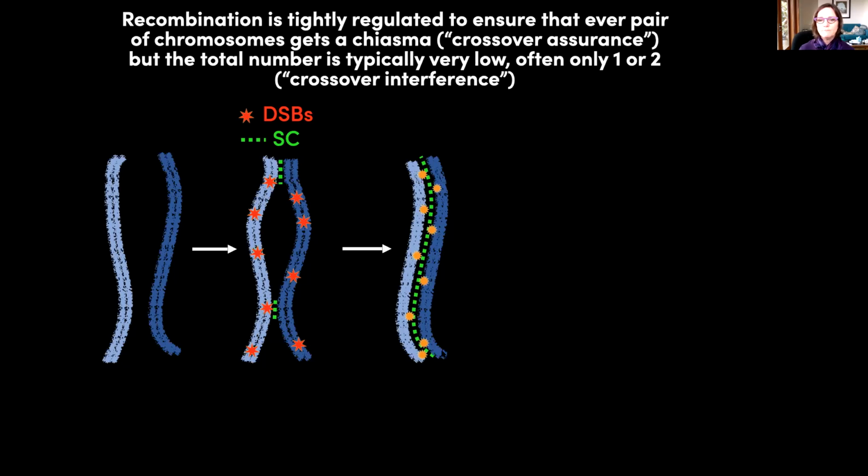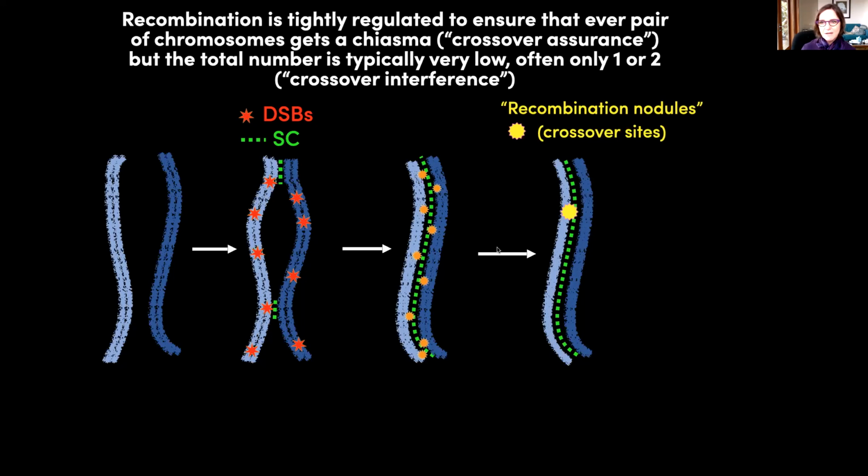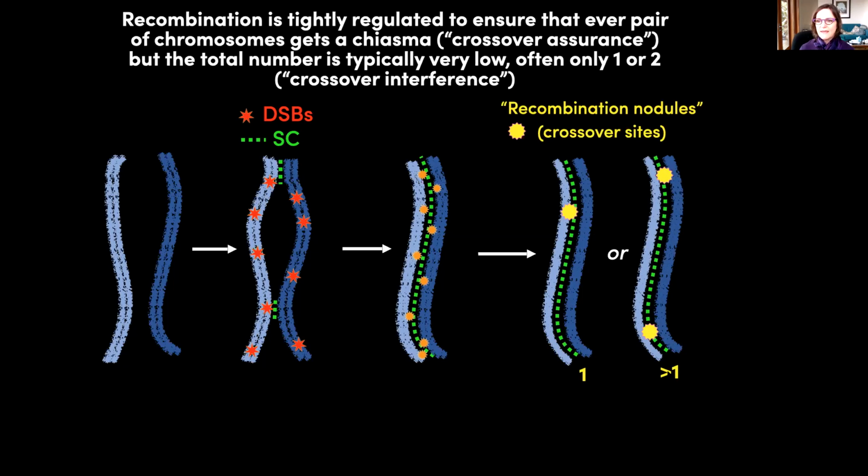And then at the point where the synaptonemal complex is more extended, there's some kind of decision made, and we don't fully understand how it works, but what happens is that these breaks all start getting repaired through homologous recombination. And then a subset of them decides that they're going to become crossovers. And sometimes it's just one, and sometimes it's more than one. When there's more than one, they are spread out along the chromosomes.